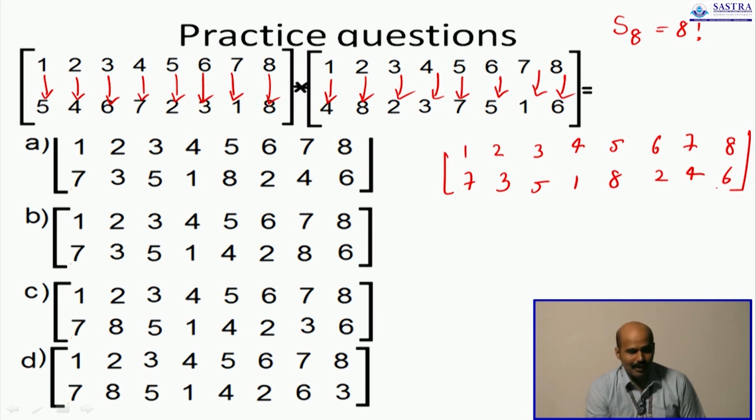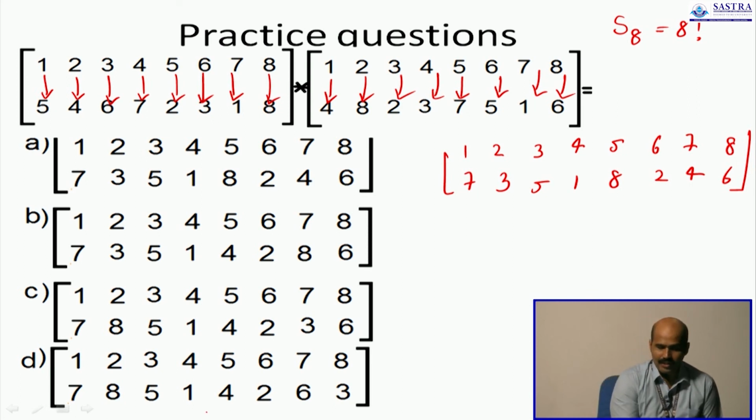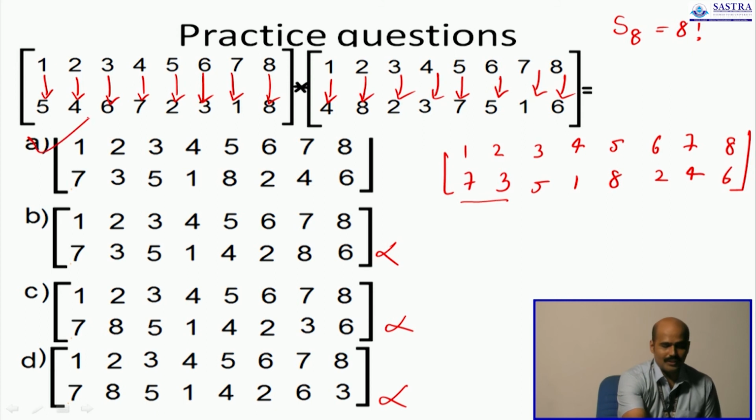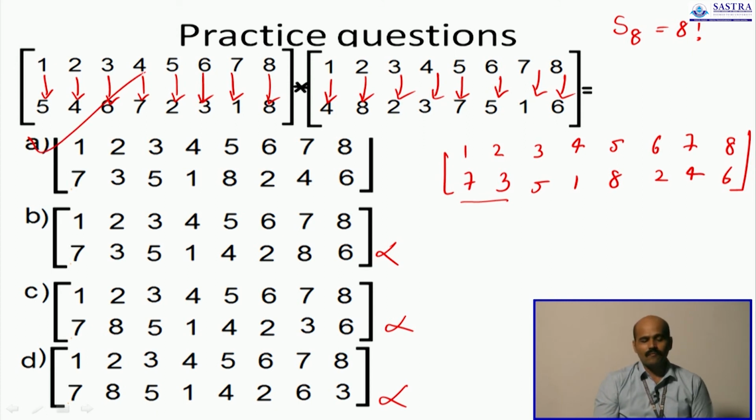Now where do they match? We are looking for a sequence 7 3 5 1 8 2 4 6. So this is 7 8, so this can't be right because looking at 7 3, this also can't be right, and 7 3 5 1 8 is what we want, because 5 to 2 and 2 to 8. So 5 8 is what we want, so B is also not right. It has to be A. 7 3 5 1 8 2 4 6, and that is option A. So that is how you do permutations.